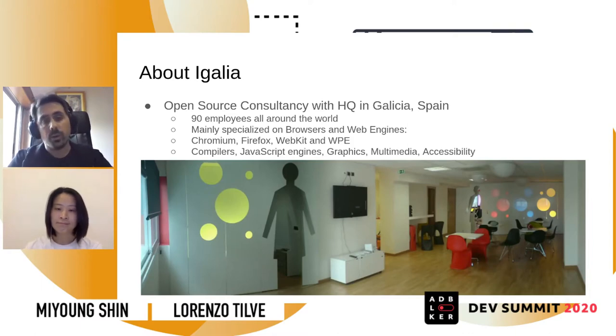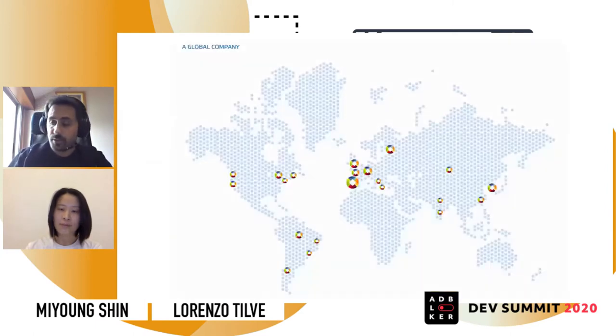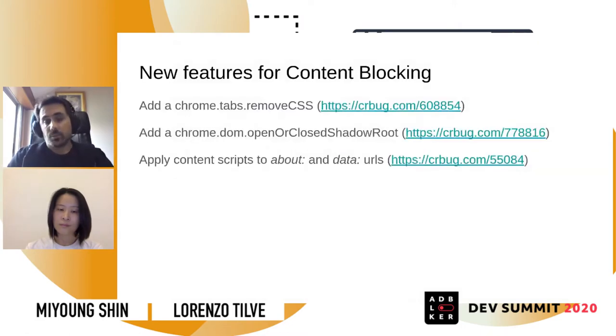And we also have teams working on the compiler side and JavaScript engines specifically, and graphics, multimedia, and accessibility. We are also members of the W3C, and we are chairs of the ARIA working group, and the same for the ECMA JavaScript TC39 group. So basically, we have been working on web engines for a long time and managed to get a lot of owners and reviewers on both projects. And that's the reason why we are also trying to help on working on upstream things. Some of them are very interesting for the ad blocking community.